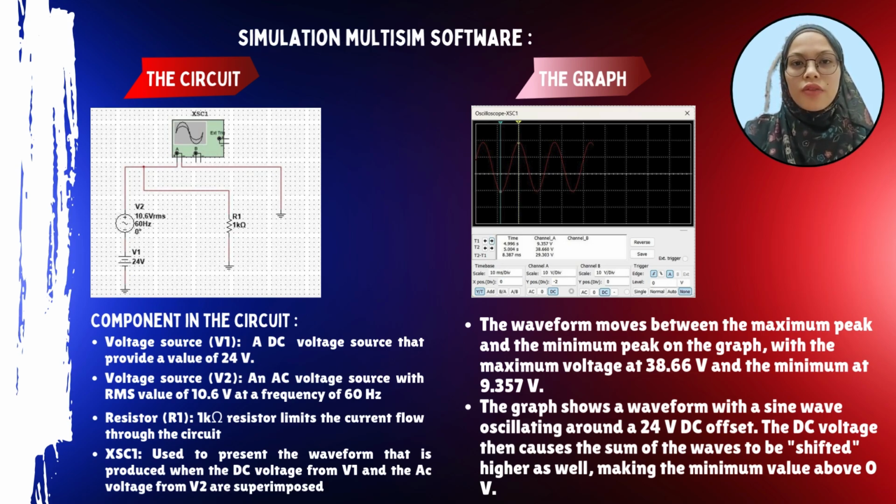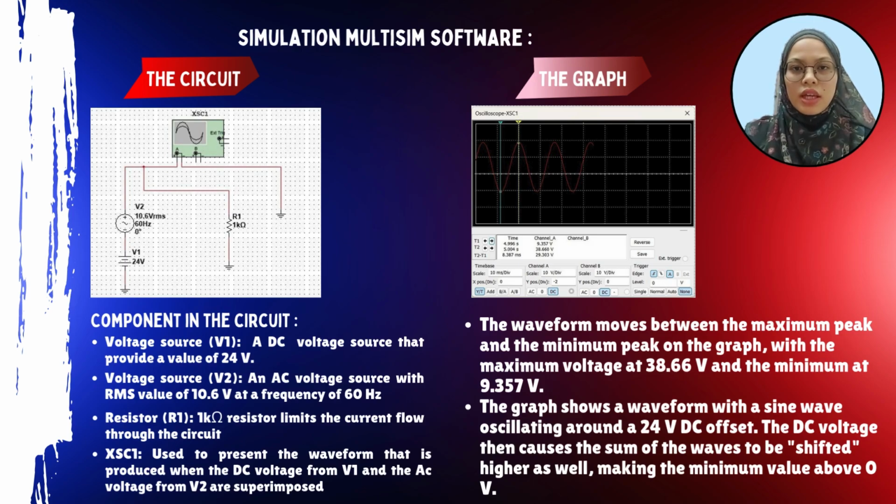After that, the graph shows a waveform with a sine wave oscillating around a 24 volt DC offset. The DC voltage causes the sum of the wave to be shifted higher as well, making the minimum value above 0 volts. As a result, both values are close to the theoretical calculation, where the maximum value is 39 volts and the minimum value is 9.01.